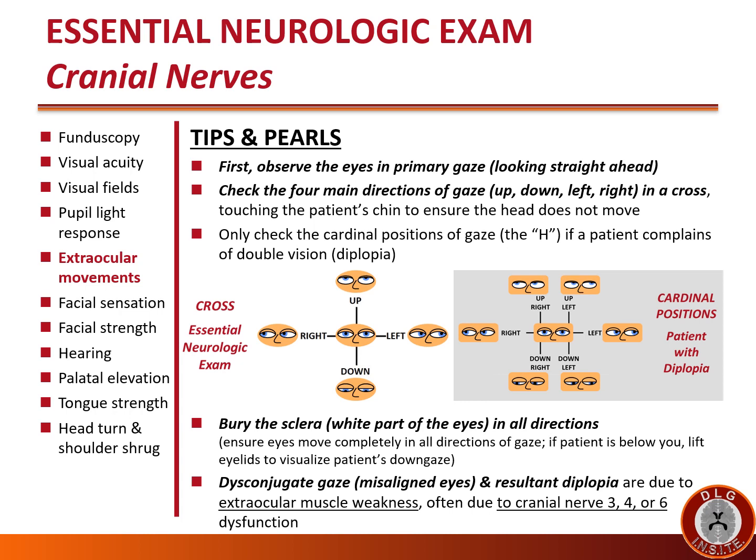Bury the sclera, the white part of the eyes, in all directions when performing extraocular movement assessment. Ensure the eyes move completely in all directions of gaze. If the patient is below you, lift the eyelids to visualize the patient's down gaze. Disconjugate gaze, when the eyes are misaligned, and resultant diplopia are due to extraocular muscle weakness, and this is often, but not always, due to cranial nerve 3, 4, or 6 dysfunction.